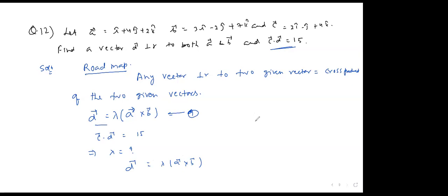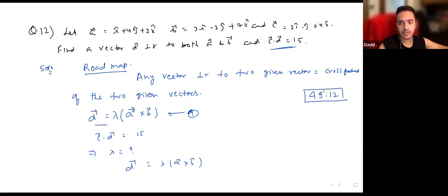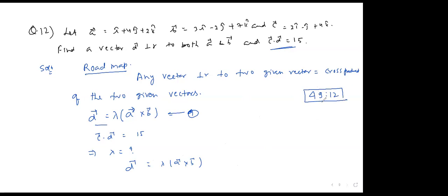And I note down the time. It's 49:12. Why do I write down the time over here? So that if you go through the video lecture once again, you can understand what comes after this. So now do the question and send it to me.